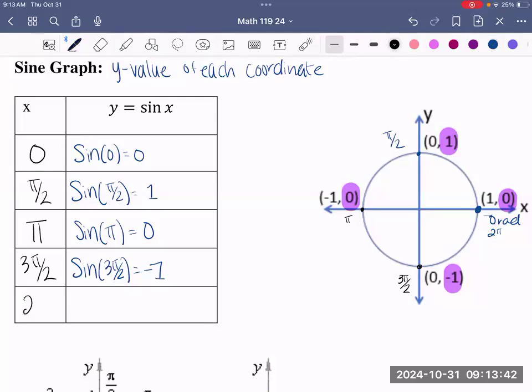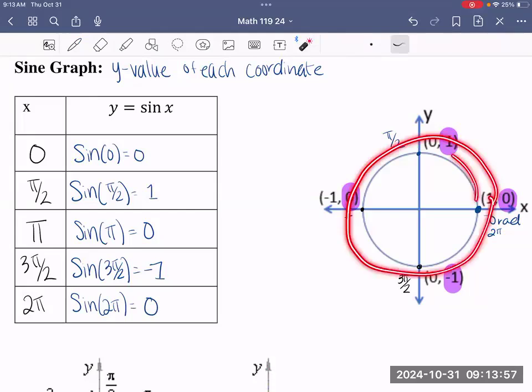So at 2 pi, and we're evaluating sine of 2 pi. What is sine of 2 pi? Well, sine of 2 pi is 0. Again, and we can see that here. And so when we keep plotting your points, even if we were to plot again at 5 pi over 2 and so forth, you're going to notice that these y values will start to repeat.